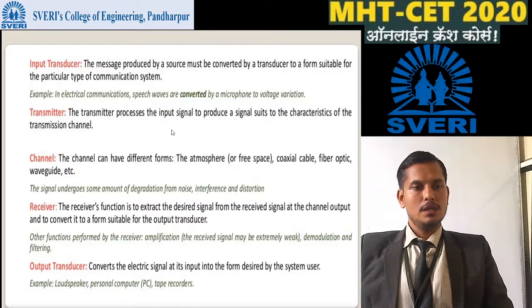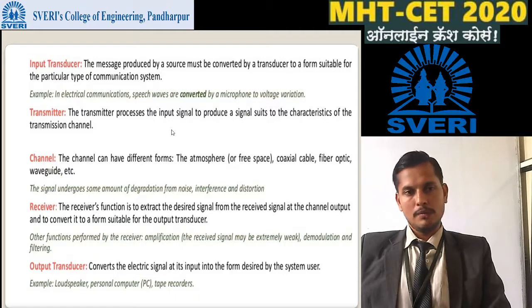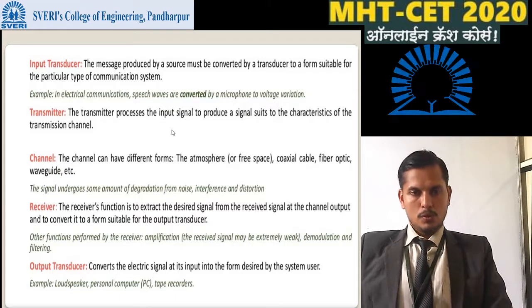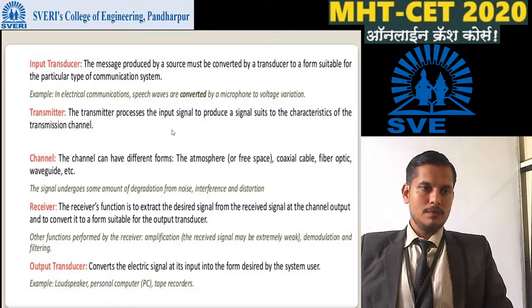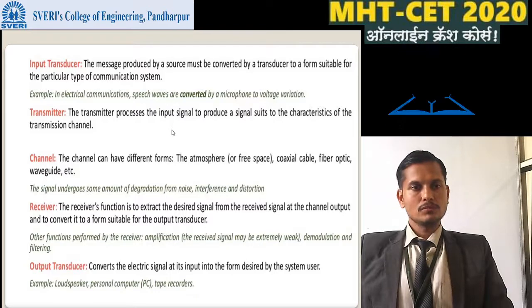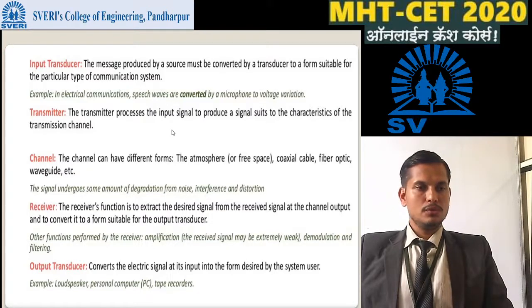And next is the channel. The channel can have different forms. There are different types of channels or media. We can send signals or information through the atmosphere. There are coaxial cables, optical fiber cables, and waveguides. So these signals we can send through different channels. Then comes the receiver.